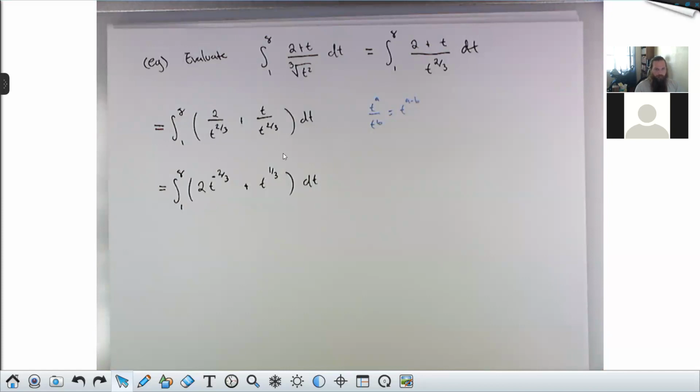Everybody on board so far? Yeah. And if we pulled this upstairs as t to the negative 2/3 and distributed combined powers, this is what we would get. So whether you take Julio's route or Ben's route, we all land here. What do I do from here?